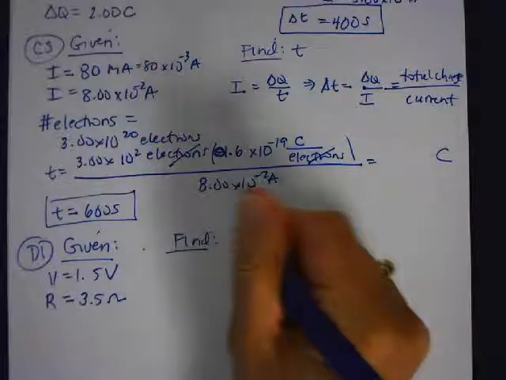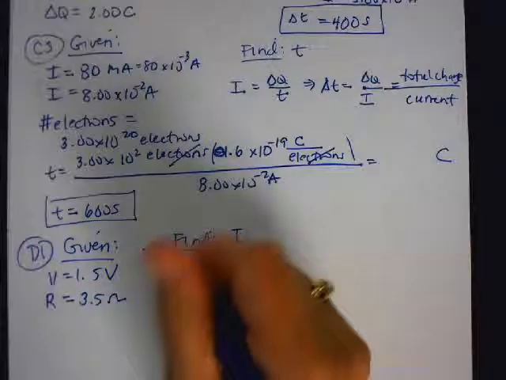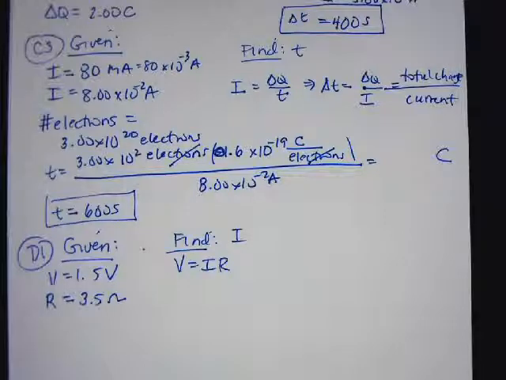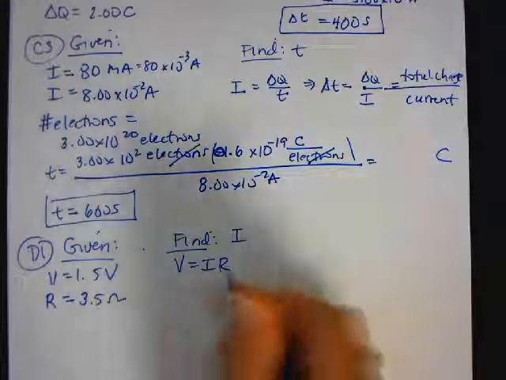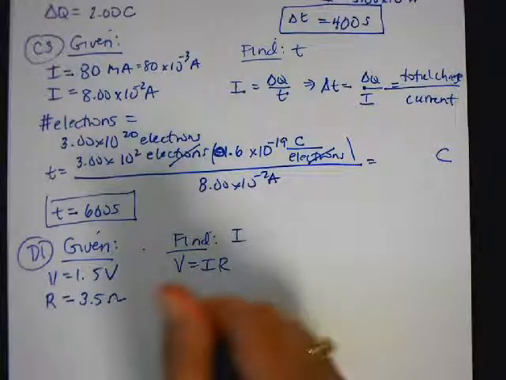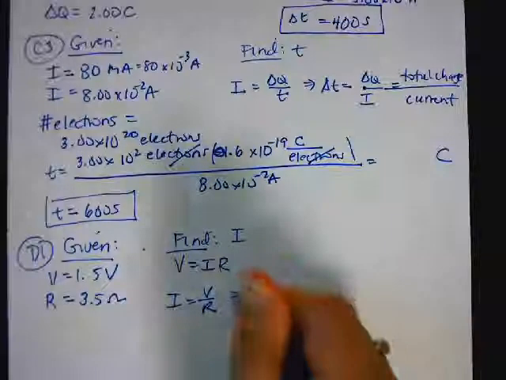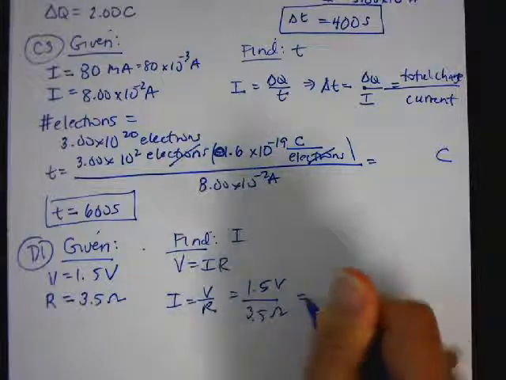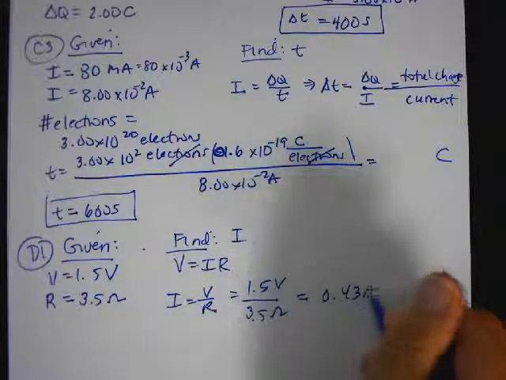Now again, I always remember Ohm's law is V is equal to IR. I want to solve for I, so I'm going to rearrange the equation to solve for the unknown in terms of the known. So I'll divide both sides by R, so I is equal to V over R. So it's equal to 1.5 volts divided by 3.5 ohms, which is 0.43 amps. And that's it.